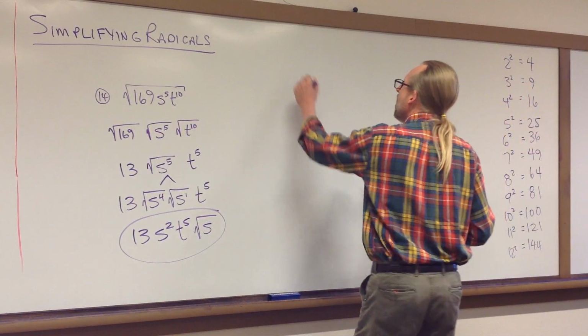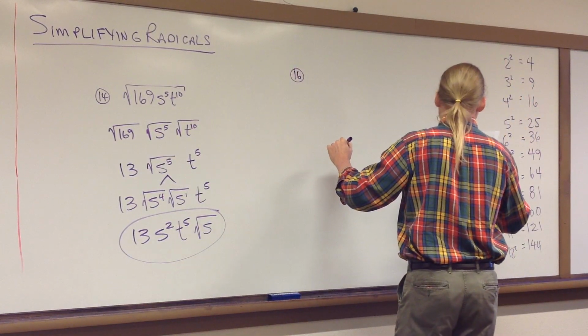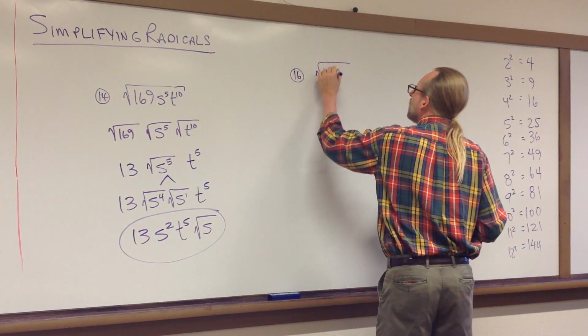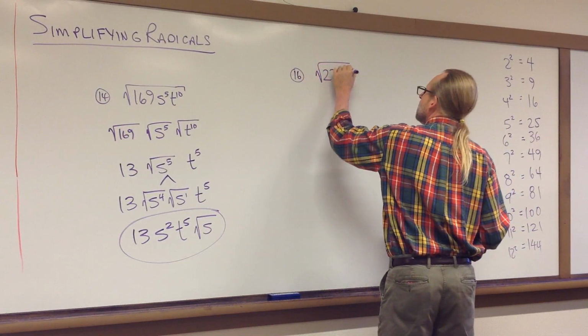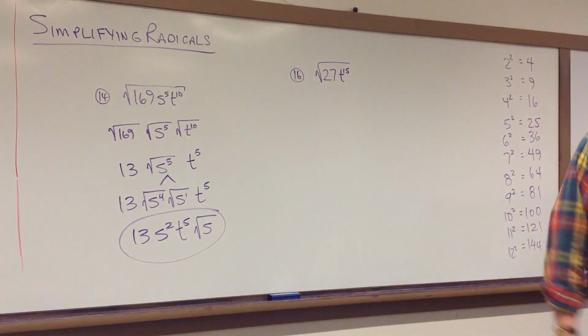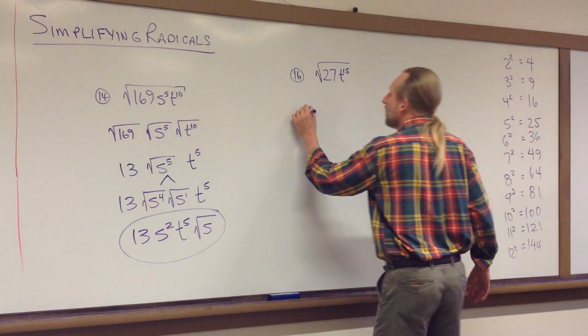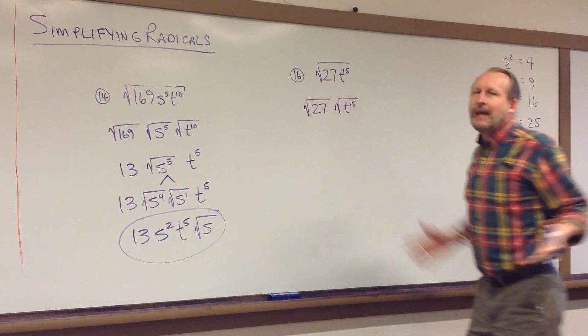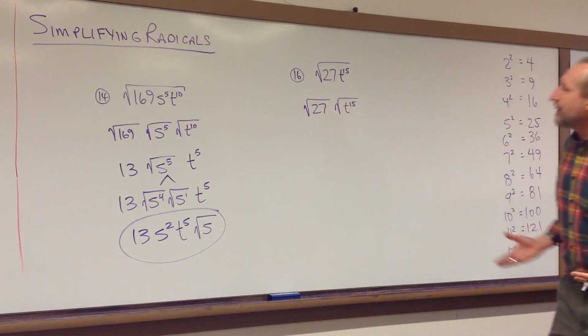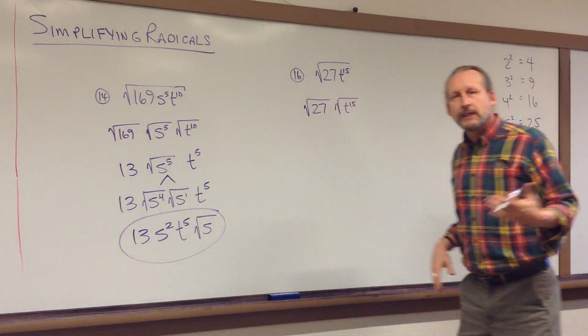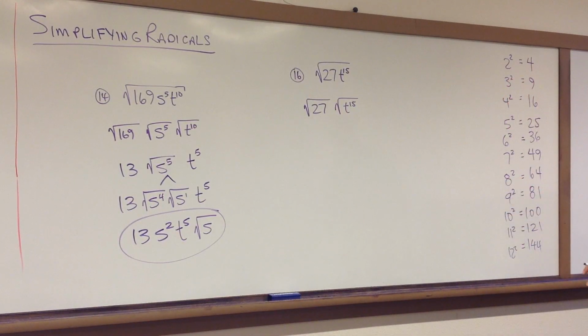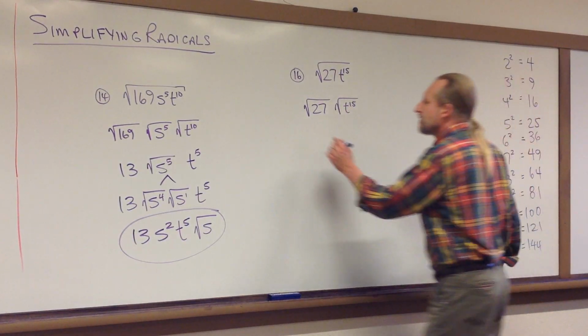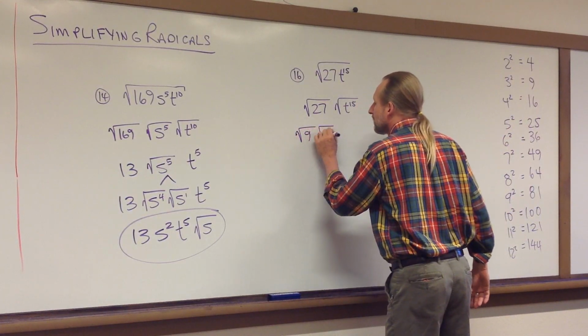Problem 16. Square root 27 t to the 15th power. So again, I'll start by splitting it up. I'll have the coefficient separate from the variable. You don't necessarily have to do it that way. The idea is that you want to pick out the perfect squares. And I think it's helpful to think about them separately. So the 27, you should hopefully recognize that 27 is going to be 9 times 3, so we'll have square root 9, square root 3.